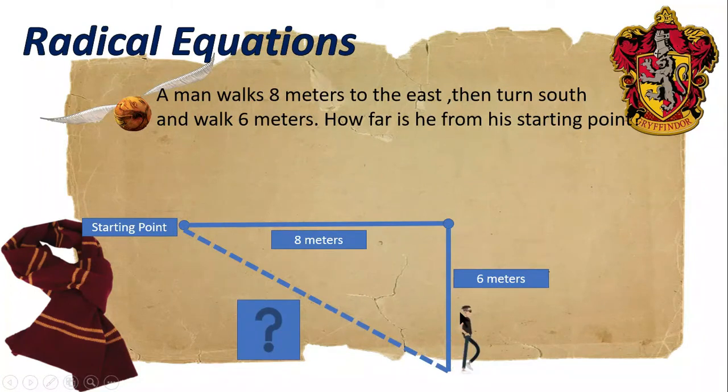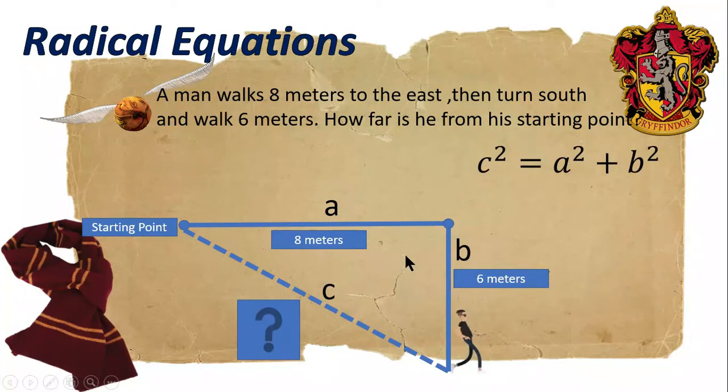So what shape do you think it formed? It's a triangle, right? So we can use the Pythagorean theorem because it is a right triangle. Okay, so the formula for the Pythagorean theorem is c squared equals a squared plus b squared, and I let 8 meters be the first side or the a, so the second side will be b, and then the c is the hypotenuse.